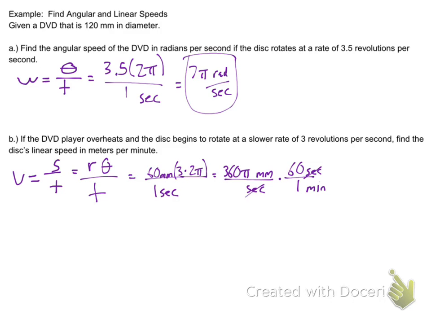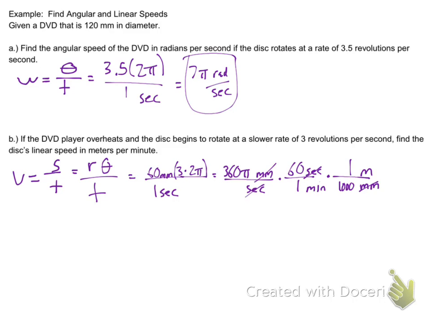Now we got to go from millimeters to meters. So millimeters definitely need to go on the bottom. How many millimeters? 1,000. Metric system's so nice, isn't it? So 1 meter to 1,000 millimeters. So those get out of there. And so now I need to take my calculator, take 360, times pi, times 60, and then divide all that by 1,000.